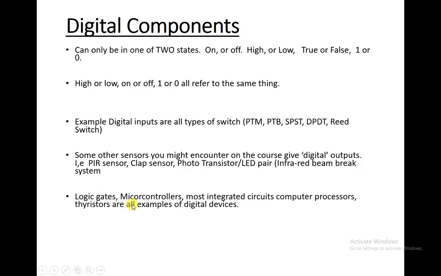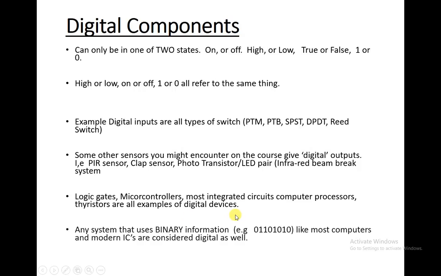All of these devices here, logic gates, microcontrollers, all modern computer processors and thyristors, are all digital devices. Although they're a lot more complicated than switches, essentially they're all built around these things called transistors, and in electronics we think of transistors as either being on or off, and this is why they're digital. So any system, and this goes for computers, that uses binary information, which is basically a string of ones and zeros, is considered digital.